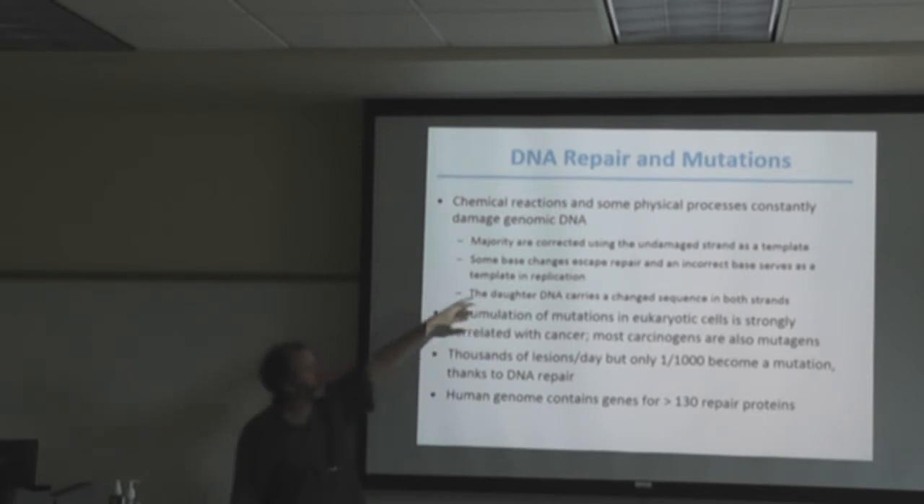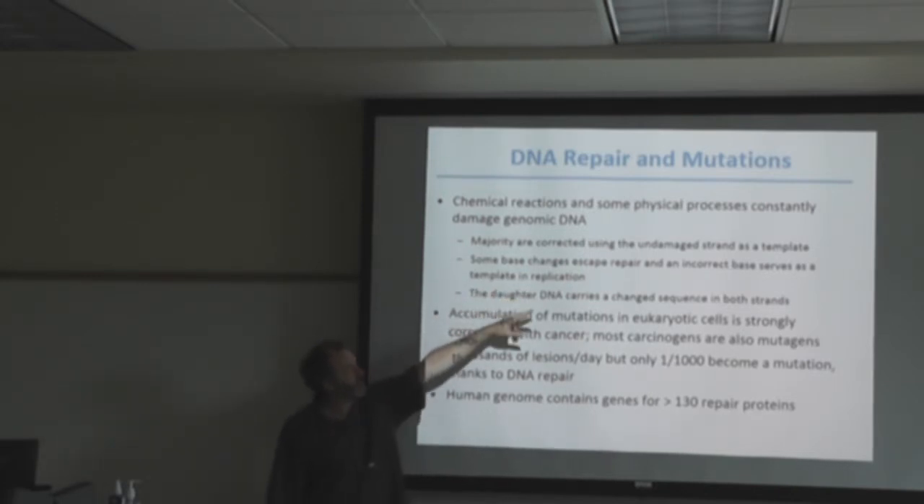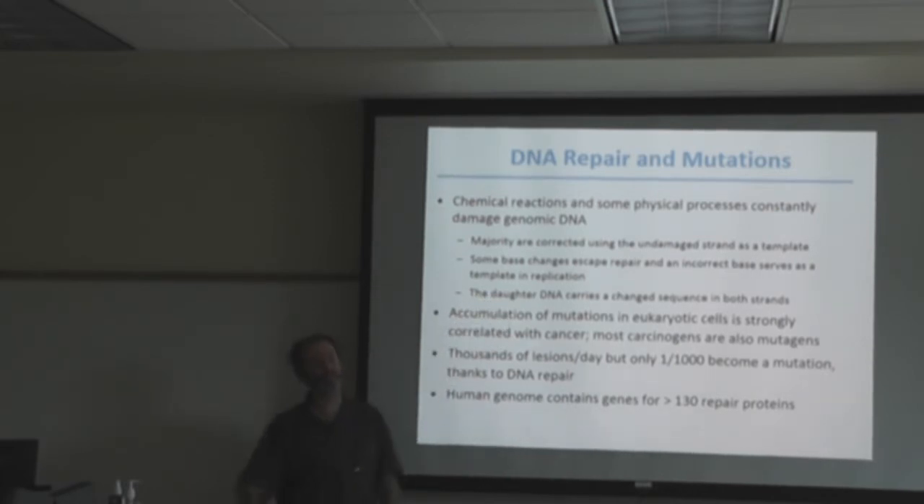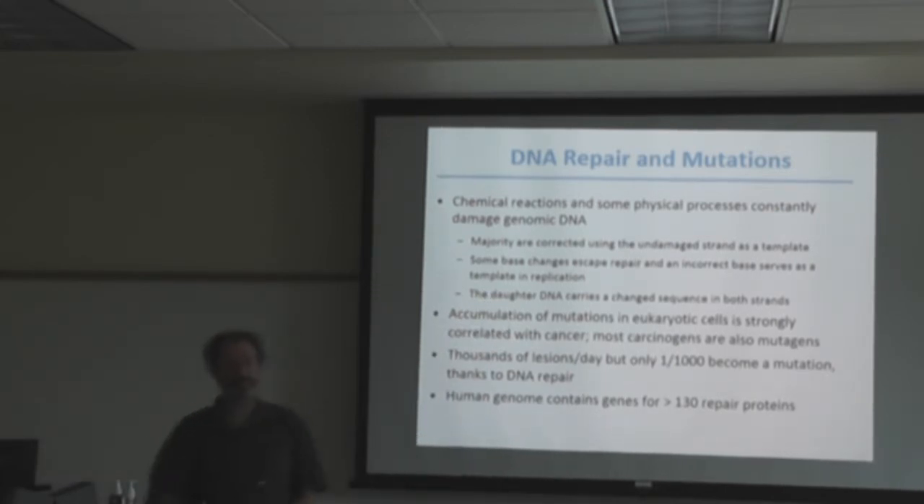The majority are corrected using the undamaged strand as a template. So that's why we have 2 strands. One strand can always serve as a backup copy for the other if you have damage to one strand. Some base changes will escape repair, and an incorrect base serves as a template for replication. That's how we introduce mutations, and those get passed on.